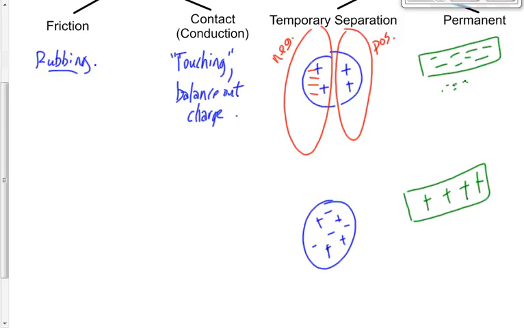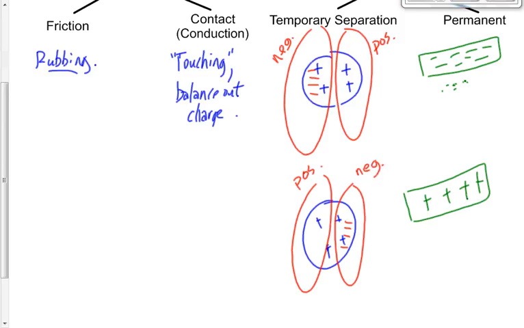Good. They're going to be pulled over here to the right. They're going to be attracted to this positively charged object. They stay in there, so it's still a neutral object. But now we have one side that's positive and one side that's negative.